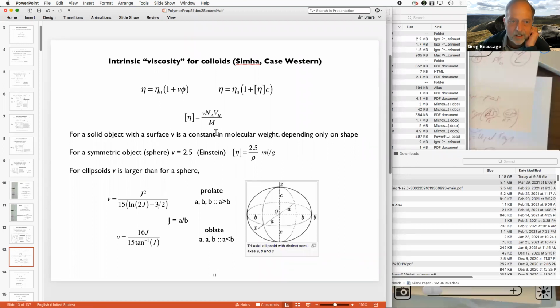This is the Simha stuff about different shaped colloids like prolate, oblate, ellipsoids. He gets this new parameter, which is the intrinsic viscosity basically. So these are for solid objects, and the new parameter changes depending on what shape it is. For a sphere, 2.5, and then he gets different numbers for different kinds of objects.